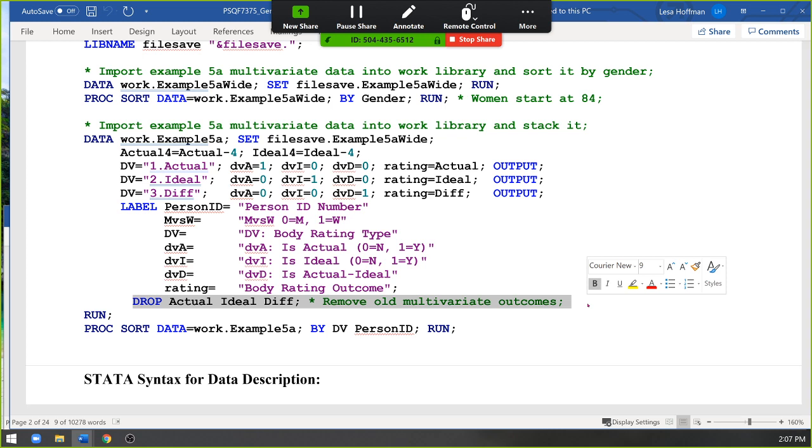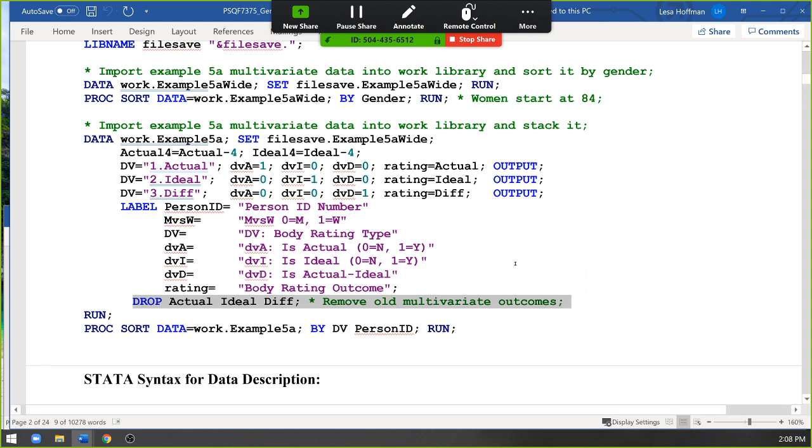This dropping of old multivariate variables happens automatically. And in Stata, you can't not do that. Like it automatically takes them away. There's no option to keep them unless you'd have to make a copy if you wanted to keep them in there. Okay, now does that help? Okay.